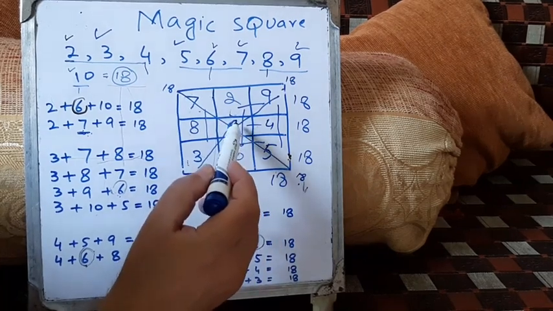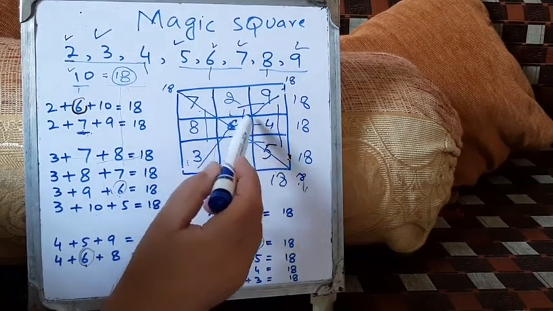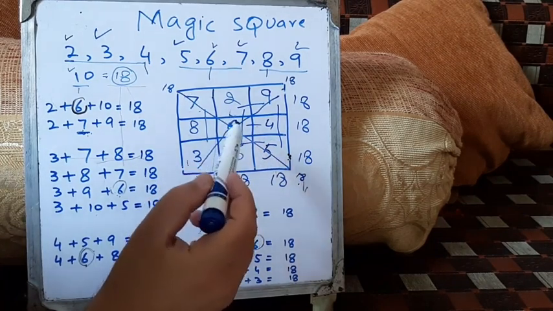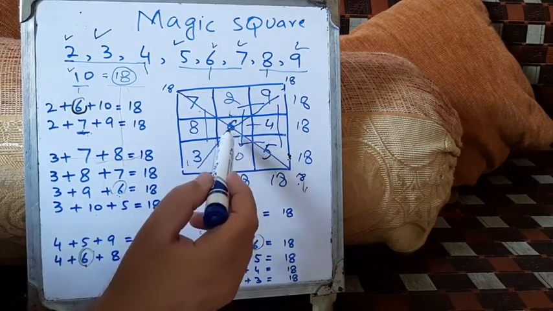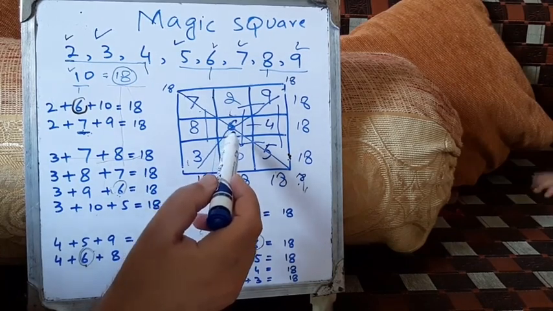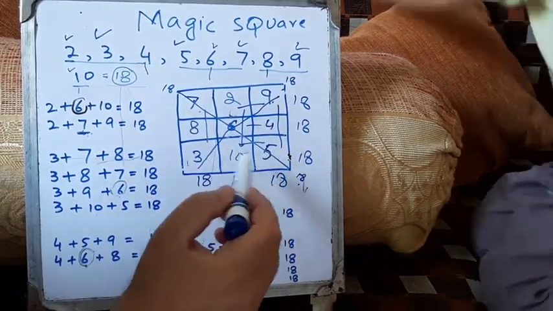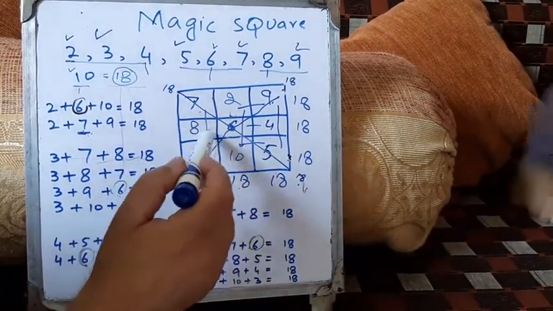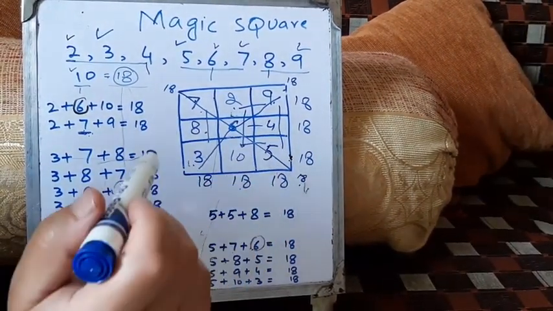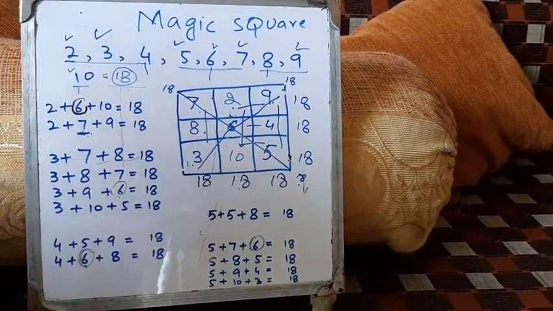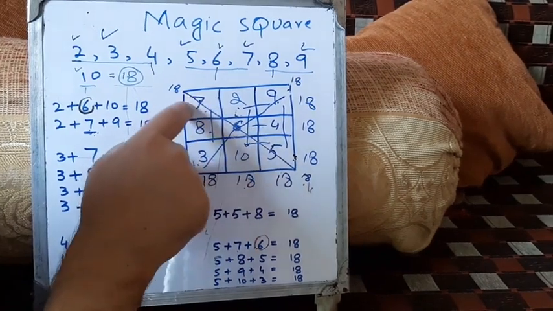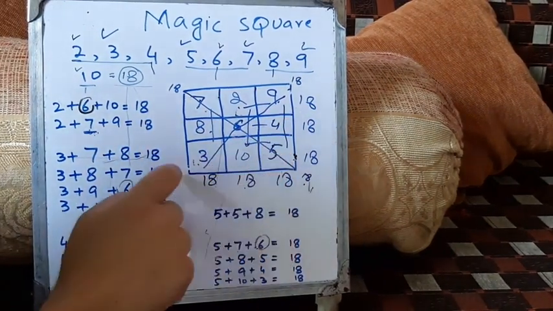So the basic thing to solve this is to decide what number is coming here at the center. What numbers should come here at the corners? And what numbers are coming here at the edges? So edges are quite easy when you decide these two things: the number coming in the center and the numbers coming in the corners.